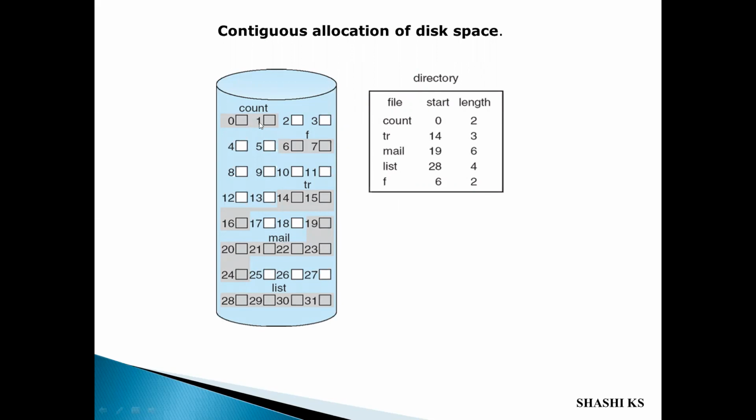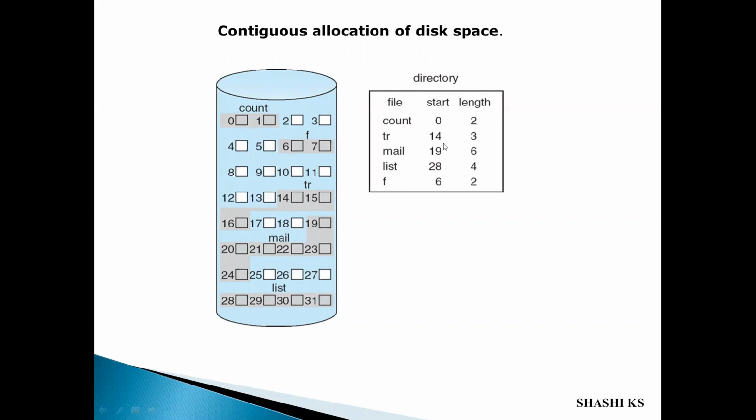So here, for example, consider the file count. For the file count, the starting disk block address is 0 and its length is 2. So 2 blocks are being allocated, and that is also consecutive. If its length is 2 and its starting block address is 0, the next block address also will be allocated to the same file, because that is what is contiguous allocation. Each disk block address will be linearly ordered.